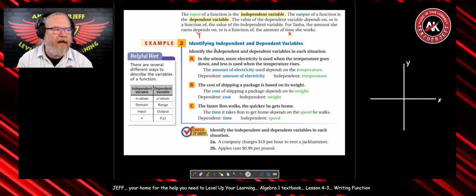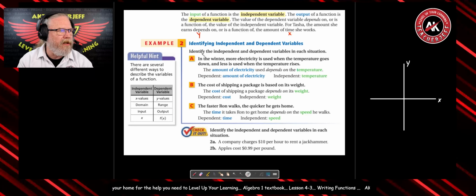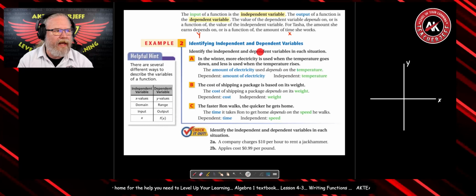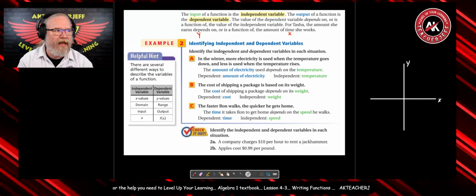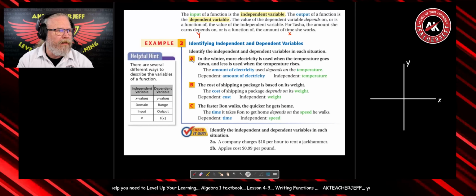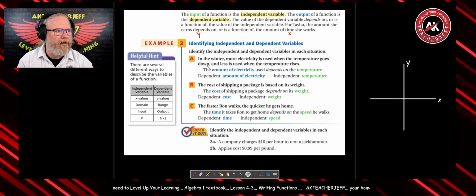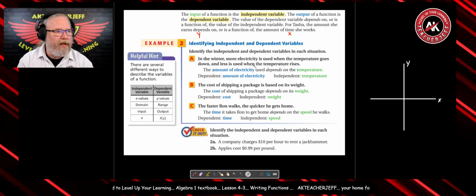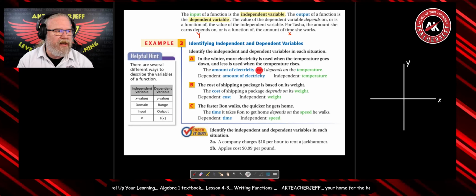So let's go ahead and look at example 2 for now. Identifying independent and dependent variables. Identify the independent and the dependent variables in each situation. Or we could say identify the x values and the y values in each situation. Part A, in the winter, more electricity is used when the temperature goes down. Makes sense. And less is used when the temperature rises. The amount of electricity used depends on the temperature.